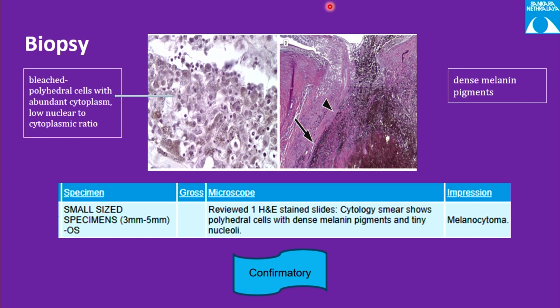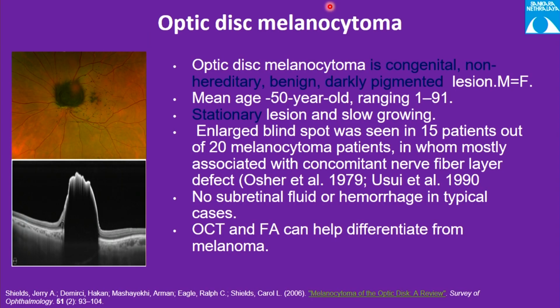On biopsy, bleached polyhedral cells were seen with abundant cytoplasm and a low NC ratio. A lot of dense melanin pigment was also seen. This was suggestive of a melanocytoma, and usually biopsy is always confirmatory. So optic disc melanocytomas are congenital. They are non-hereditary, usually benign, darkly pigmented lesions.